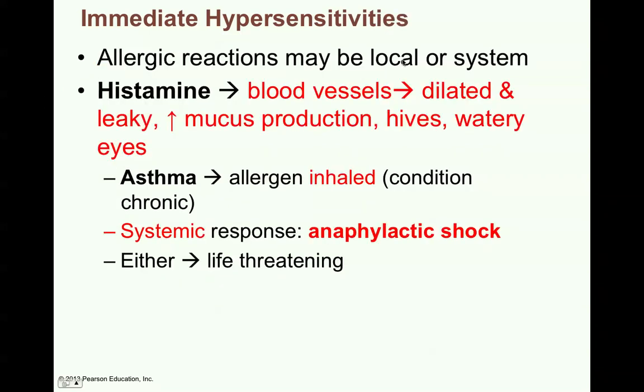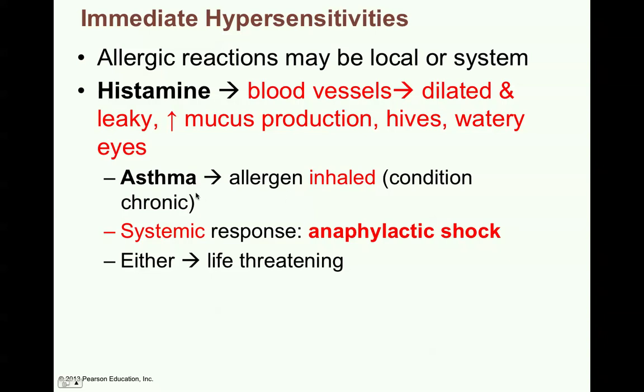So allergic reactions may be local or systemic. Histamine causes blood vessels to dilate and become leaky. You also get a huge increase in mucus production, and in the airways it can block the airways. Hives would be areas where the skin gets very red because of increased arteriolar dilation. The person will get watery eyes. Asthma is a type of allergy that is in the respiratory tract. So it's when the allergen is inhaled.